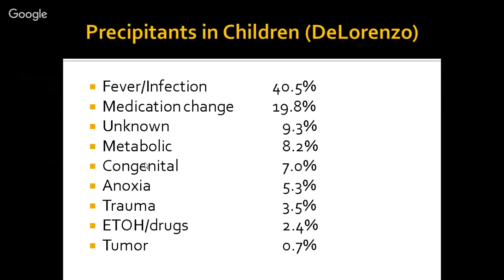Precipitants in children is quite a bit different. These are not typically long-term epileptics. The main cause is fever. Medication change, which is kind of related to medication withdrawal, is number 2. And then there's a bunch of smaller contributors.